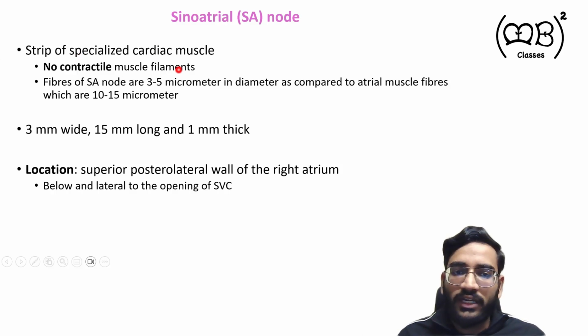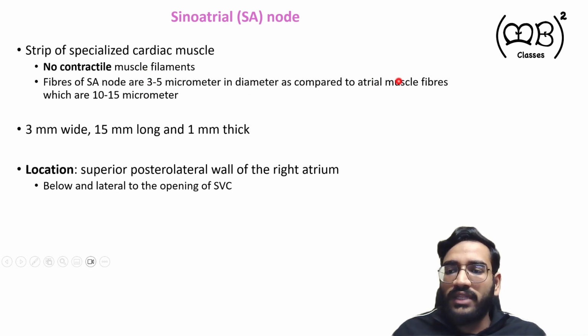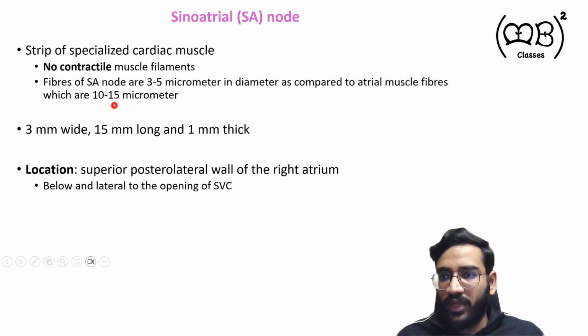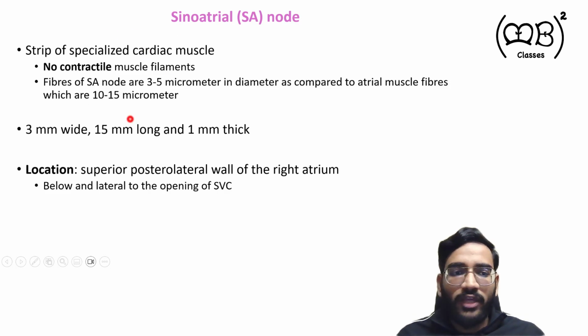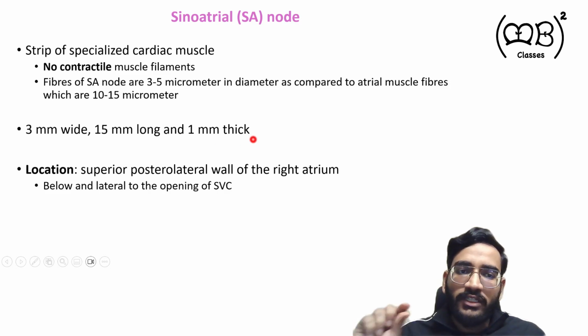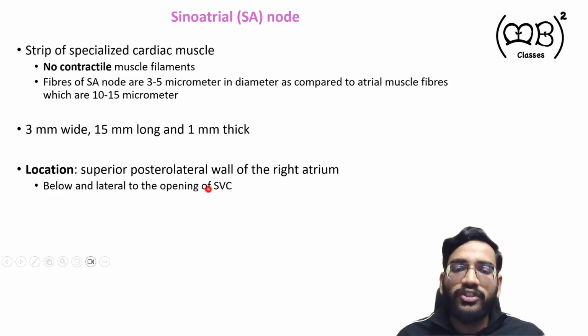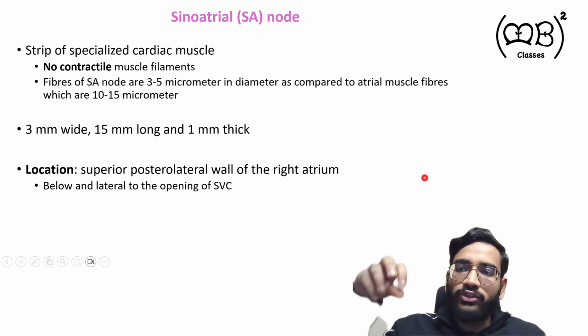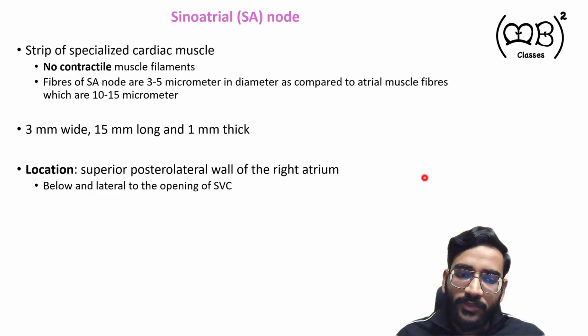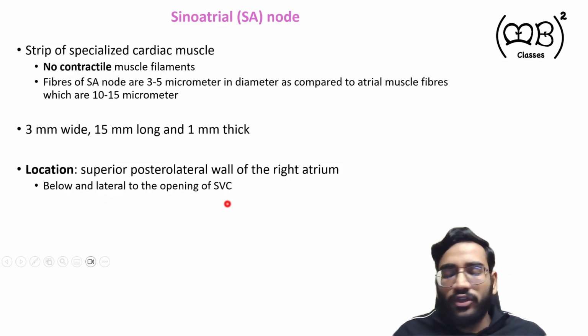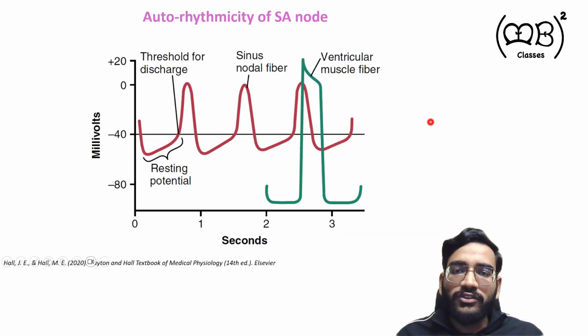These are non-contractile muscle filaments, and these are very small: 3 to 5 micron in diameter fibers, which is much smaller than the atrial muscle fibers, which are 10 to 15 microns. These are the nodal fibers, which form a 3 mm wide, 15 mm long, and 1 mm thick strip of cardiac muscle, present in the superior posterior lateral wall of the right atrium. The location is very important. It is below and lateral to the opening of the superior vena cava. So this is the SA node.